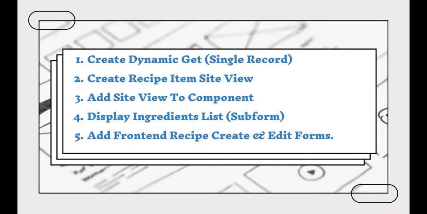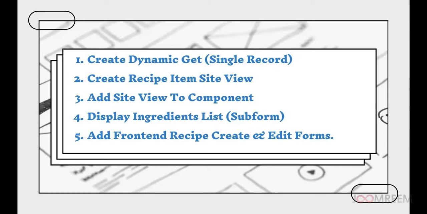At the beginning, I want to introduce the features we will implement and the skills we will practice throughout this tutorial. We will learn how to create a dynamic get of type getItem and filter it with one of the query string parameters of the URL. We will create the recipe item site view and link it to the recipe site view, such that the read link of each recipe loads the recipe full page.